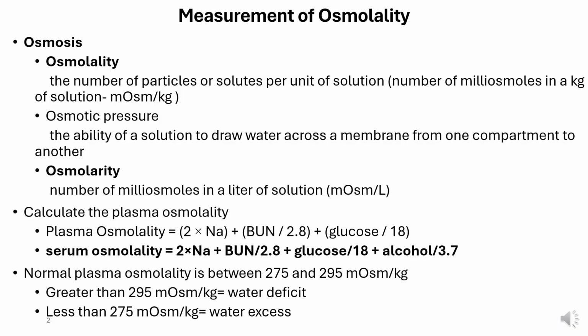The normal plasma osmolality is between 275 and 295 mosm per kilogram. Greater than 295, we have a water deficit. Less than 275, we have a water excess.